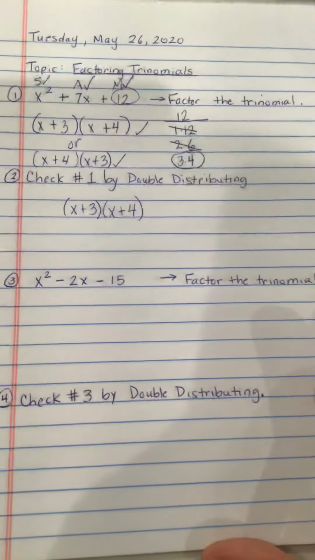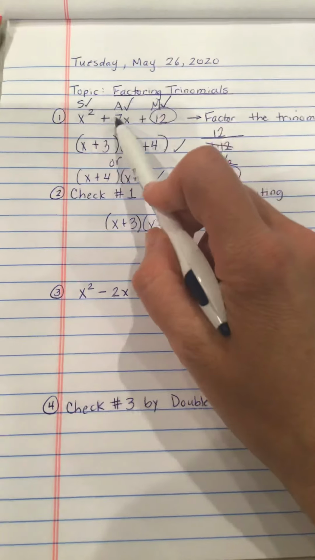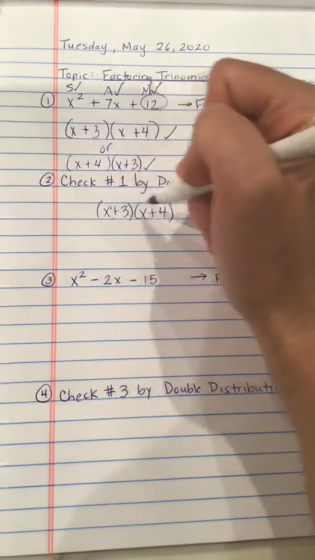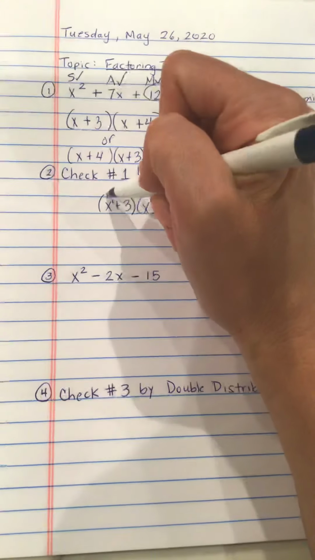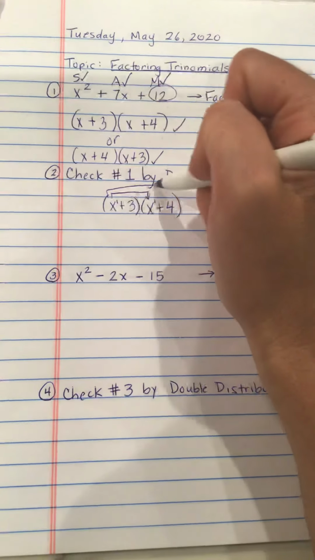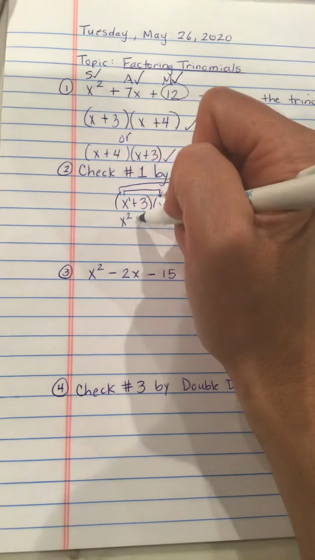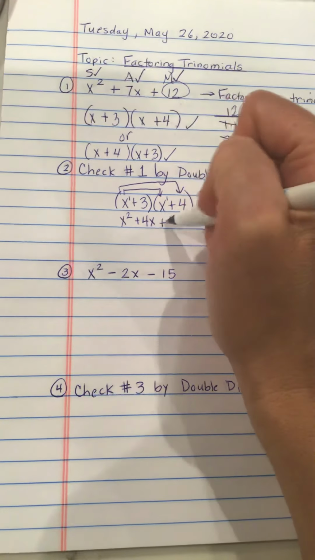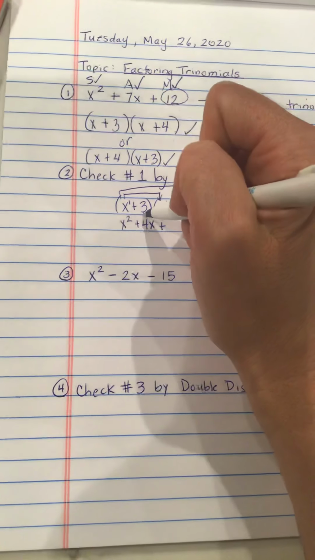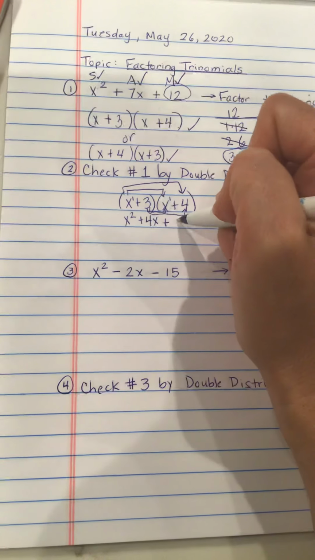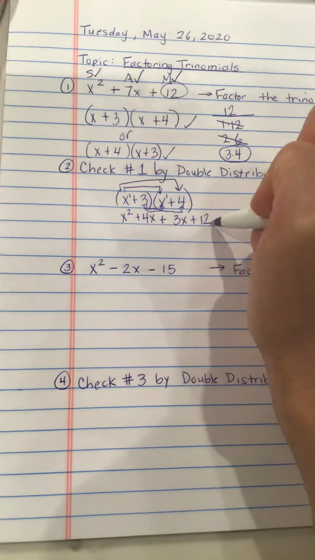Okay, pause and double distribute it and see if it looks like that. Okay, you're back. So put in those ones. You don't forget to add them. And you're going to go here and here. Pause and do that now. So you get x squared plus 4x. Then you're going to do the 3. So you're going to go here and you're going to go here. So that would be plus 3x plus 12.